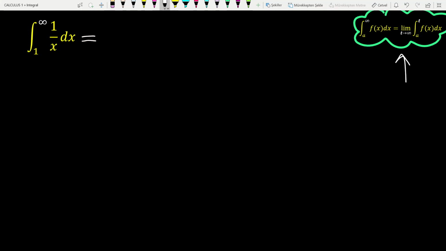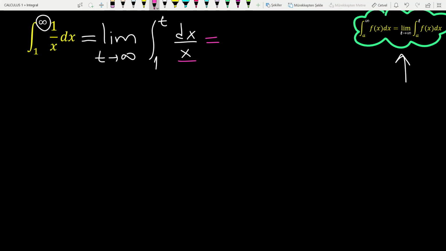We first write the limit version of the improper integral. Instead of this infinity, we use a variable, let's say t. So t tends to infinity, and we have dx over x, integral from 1 to t. Now we have a bounded interval for this integral, which is why I can use fundamental theorem of calculus.